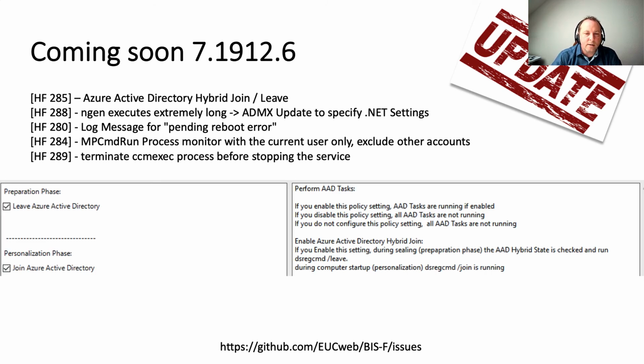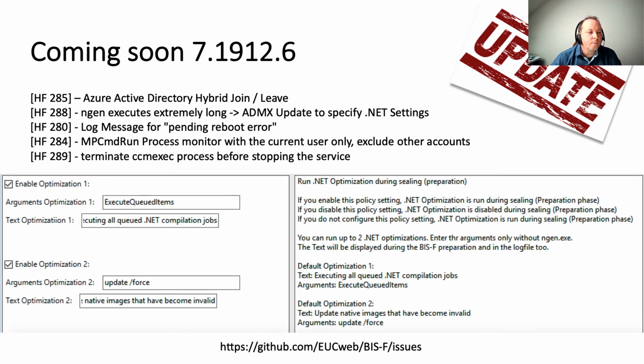That means, for example, if you run Citrix VDA with MCS, you can leave the Azure Active Directory before you run the sealing process and deploy your image. And during the personalization phase, the image joins the Azure Active Directory every time. That helps you a lot, and you can easily configure it in a simple step in a central configuration.